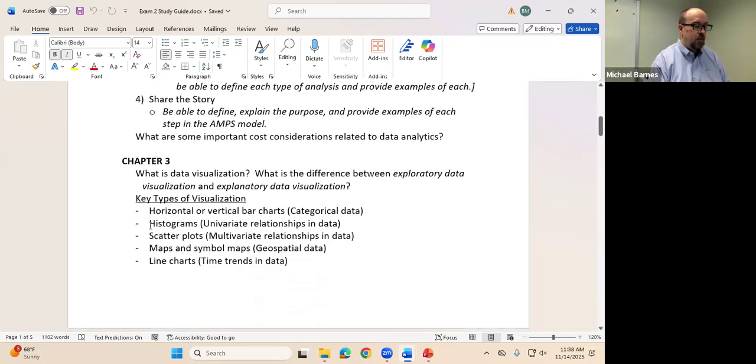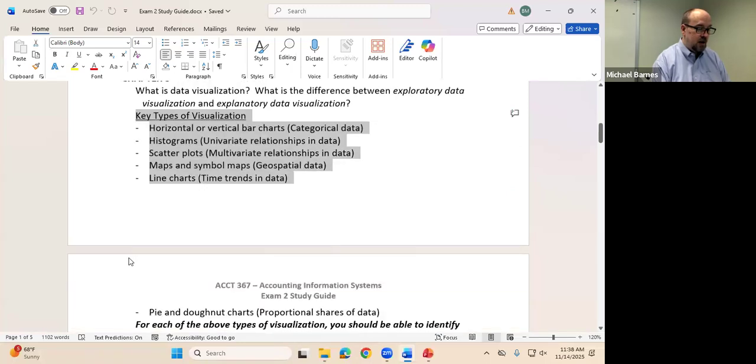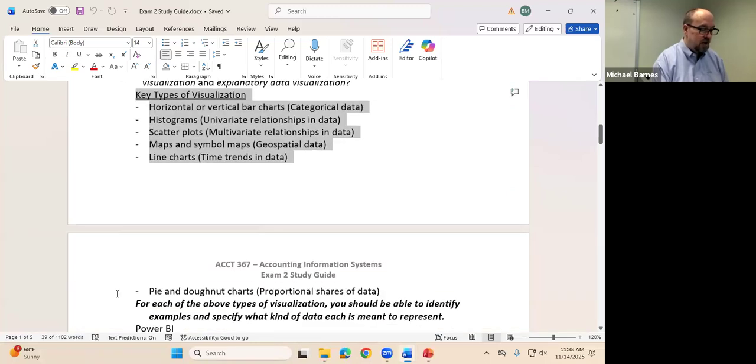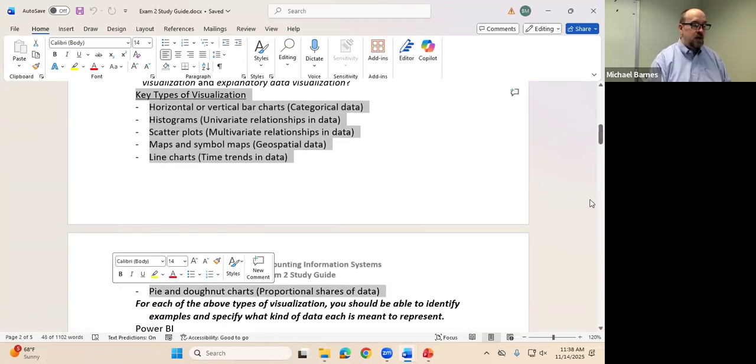I'm just going to go ahead and bluntly say that these key types of visualizations that are listed here, all the key types of visualization, you need to know what the types of visualization are, and you need to know what type of data they represent, okay?